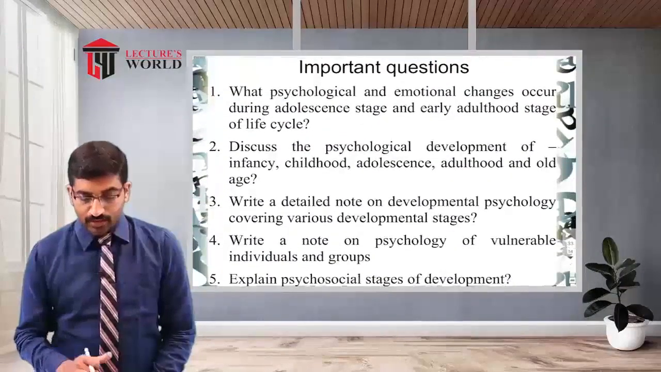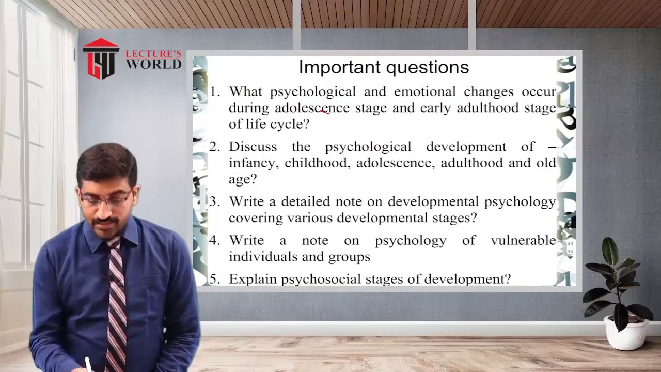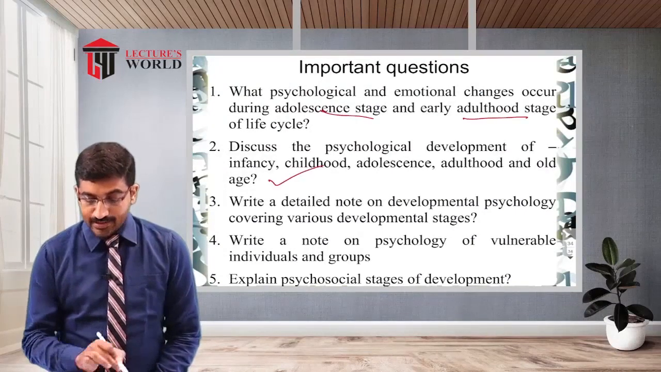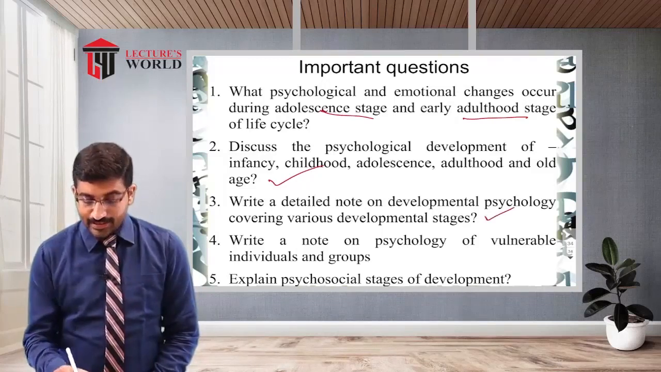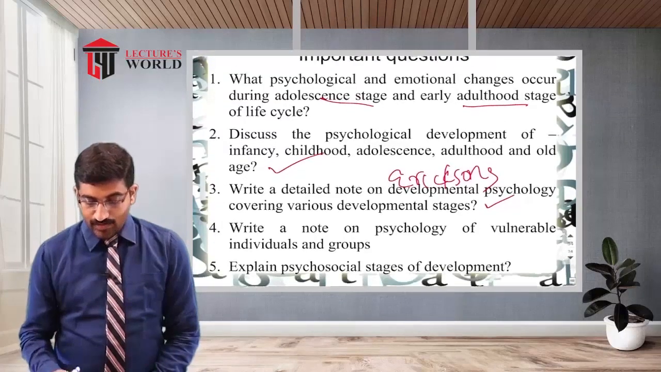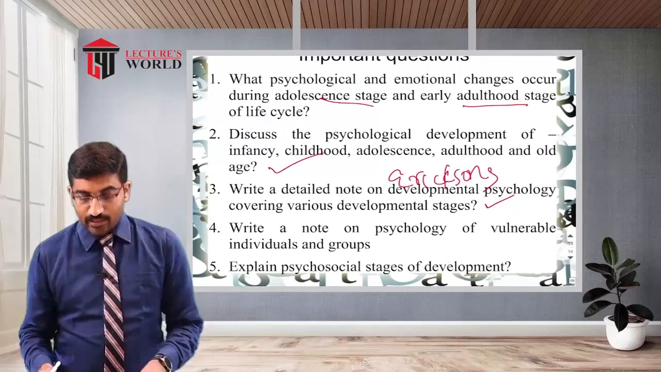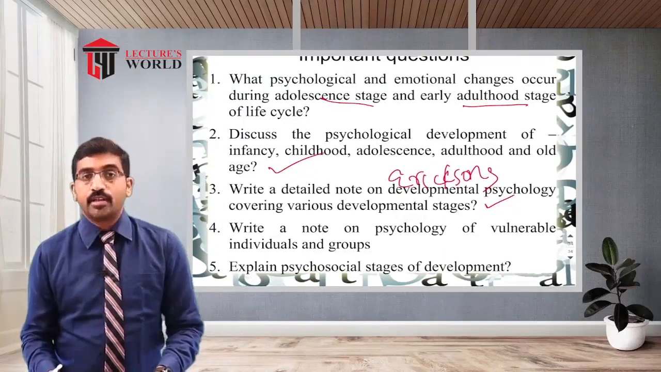So these are the important questions: what are the changes that occur in the adolescent stage, early adulthood, or discuss the stages of adulthood, infancy, or maybe Erikson's. This Erikson's theory is very important. Something they may ask, or even the psychosocial stages of development also they may ask. So these are very important questions.